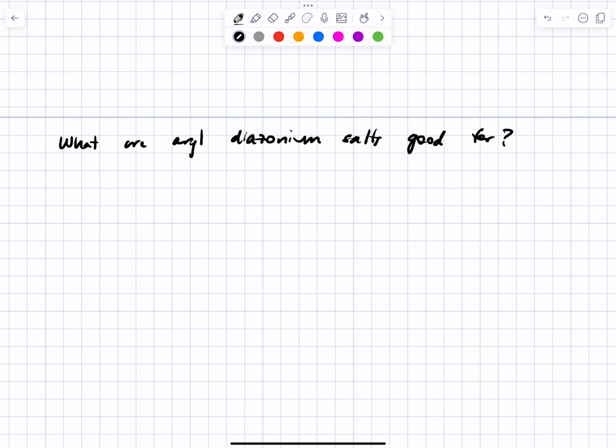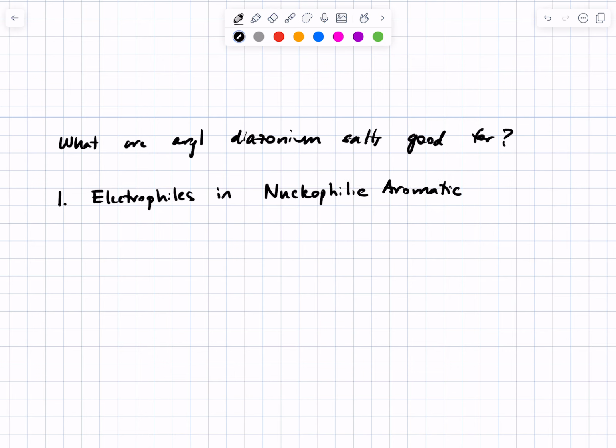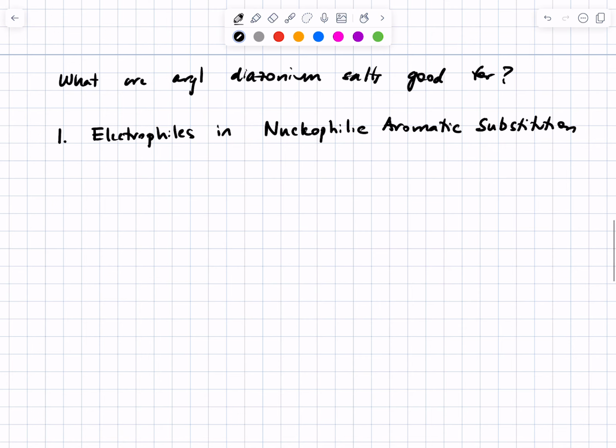And the answer is they are electrophiles in a new kind of reaction that you haven't seen before. And we're going to call this nucleophilic aromatic substitution. You've seen electrophilic aromatic substitution where the benzene ring was acting as a nucleophile. Now you're going to see a reaction where the benzene ring is an electrophile.